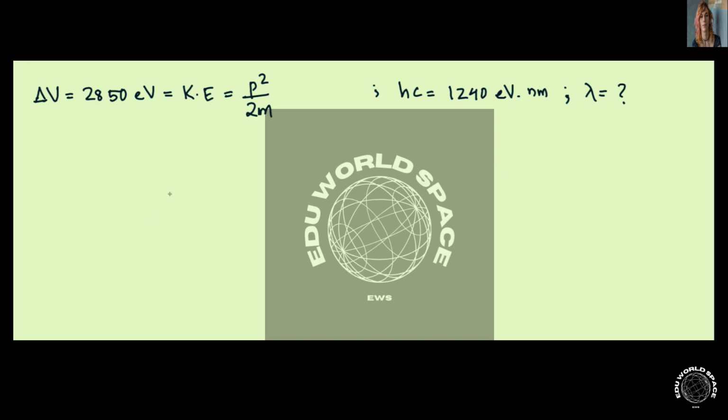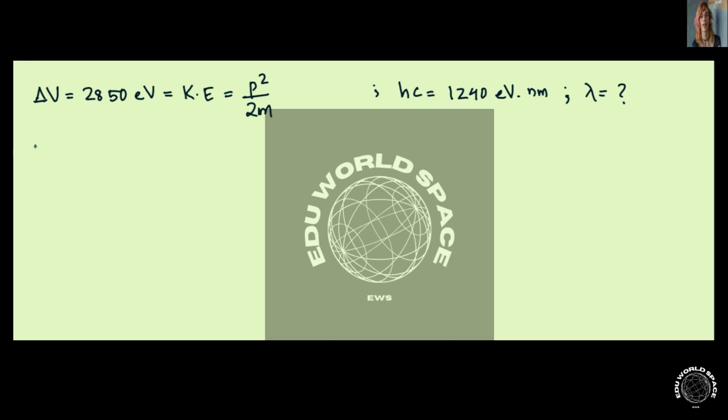Now, we see that this is small enough compared to the rest mass energy of the electron. This means that the electron is non-relativistic, and that's the reason we wrote the kinetic energy as p squared over 2m.